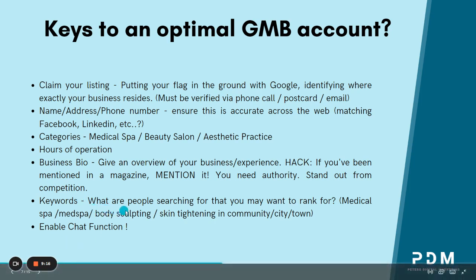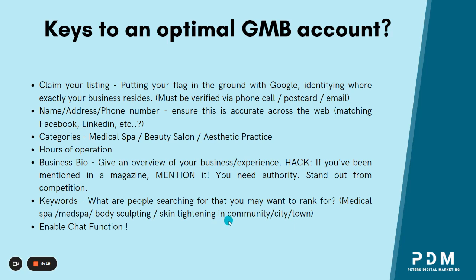And then keywords. You should also use keywords. What are people searching for that you want to rank for? Like I said, medical spa, med spa, body sculpting, skin tightening in Houston and a specific area. Make sure that you use your keywords when creating your optimal Google My Business account. And then the next step that I also want to emphasize here is enable the chat function. The chat function is a way that people can reach out to businesses inside Google My Business. They can click the chat button and then you can start a conversation with people. But I will go deeper on that later in this presentation.